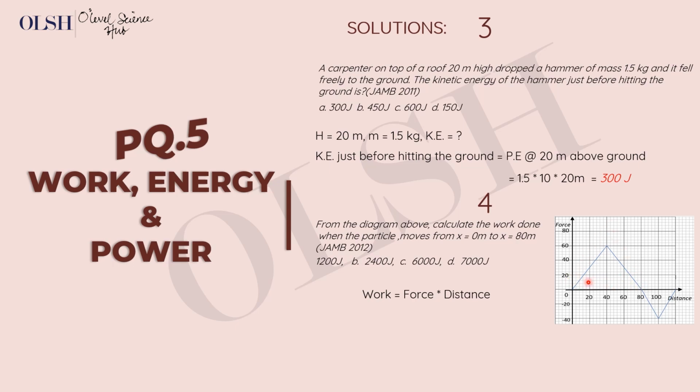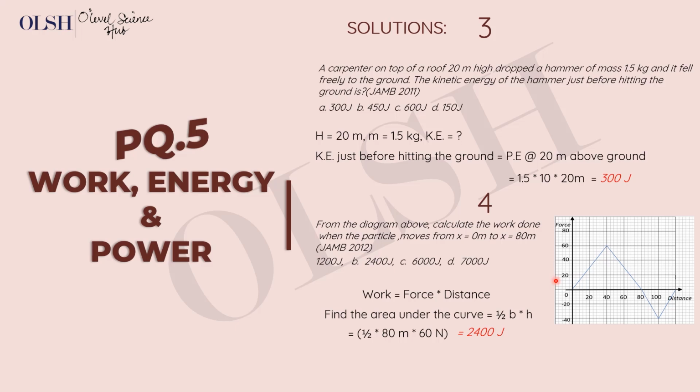So what do we do? We find the area under the curve, which means we're finding the area of the triangle, and the area of a triangle is half base times height. So if we bring out the formula and put in our parameters, we're going to have half times 80 meters times 60 newtons. Okay, so that would give us 2,400 joules. All right, so that's how easy it is to solve this question.